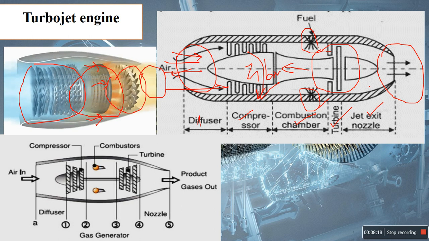Okay, now I'm going to summarize what the difference is. Only 10 to 20% of the power is developed in the turbine to just run the compressor, and the remaining 80% of the power is utilized to produce thrust to get propulsive motion. That is the main difference.